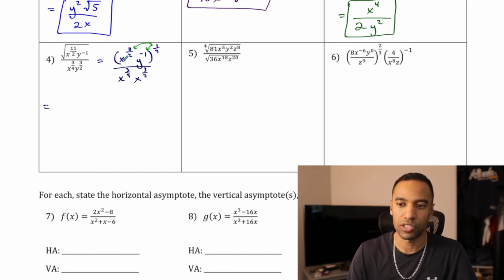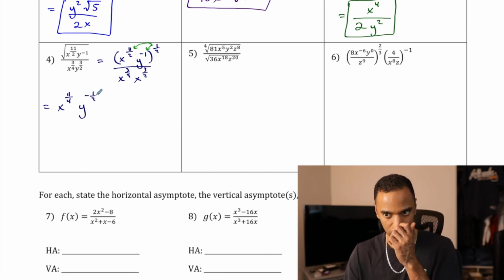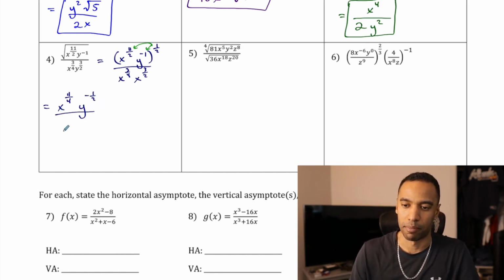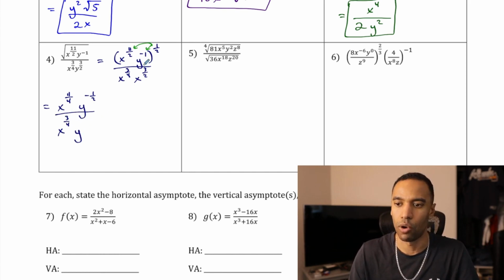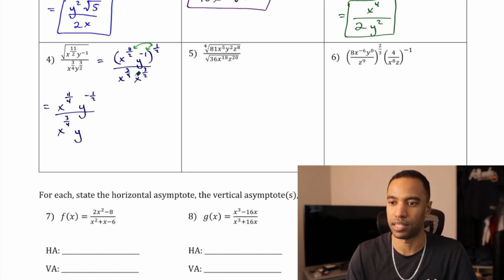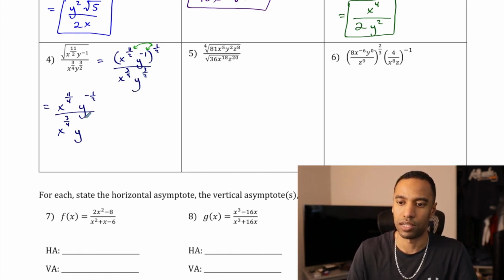So right here, x to the 11/2 to the 1/2 is x to the 11/2 times 1/2. And 11 times 1 is 11, 2 times 2 is 4, so you get x to the 11/4. And then y, -1 times 1/2 is -1/2. So this is y to the -1/2 power. On bottom, I have x to the 3/4 times, I'm sorry, that should be a y right here, times y to the 3/2.